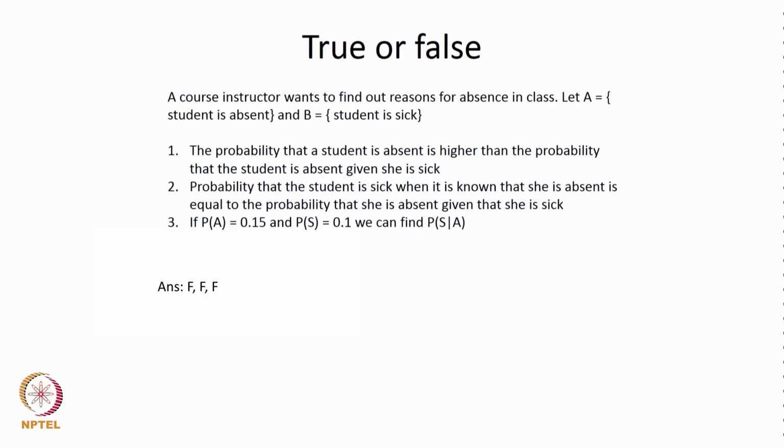This is comparing P of A given B and P of B given A, and we have already seen that P of A given B is not equal to P of B given A, and therefore, the answer to this question is false. If P of A, that is P of absent, is 0.15 and P of S, sick, is 0.1, then can we find P of S given A? We need to know P of A and S, which is not given, and therefore, we cannot find the probability of sick given absent with the data that is being provided.